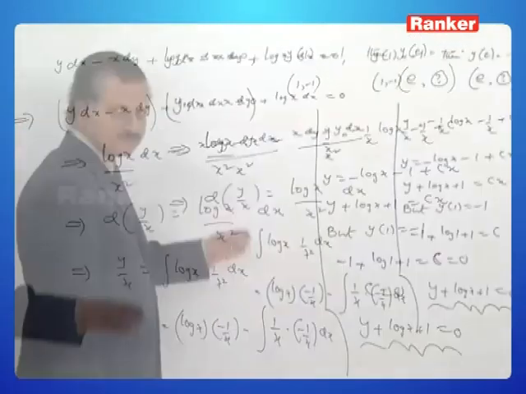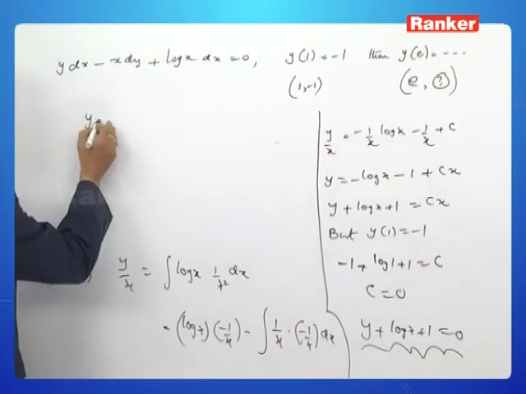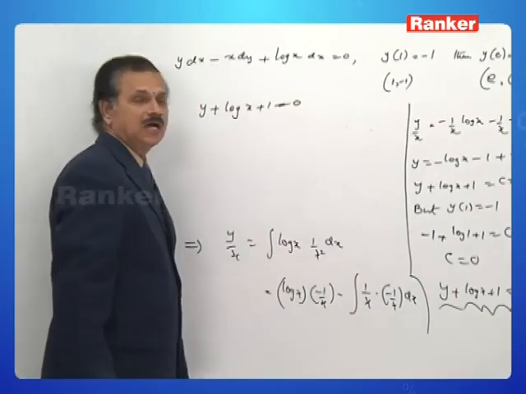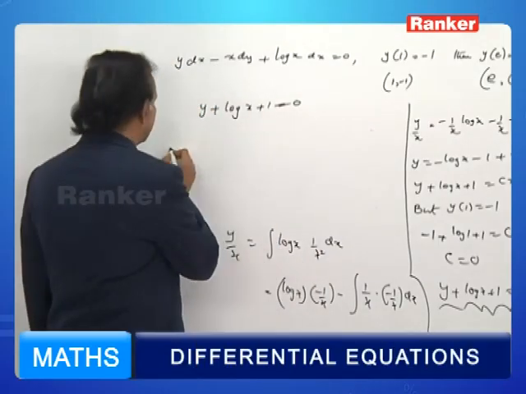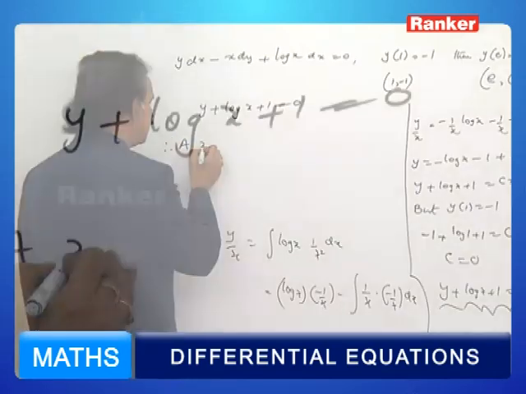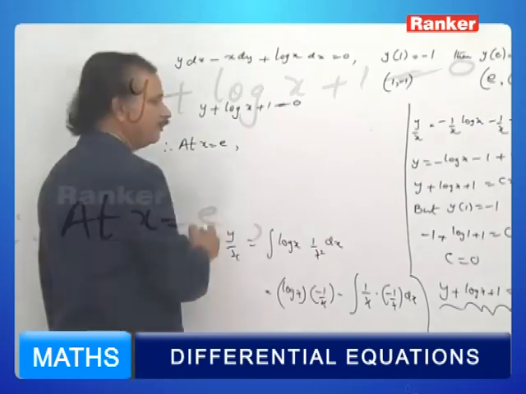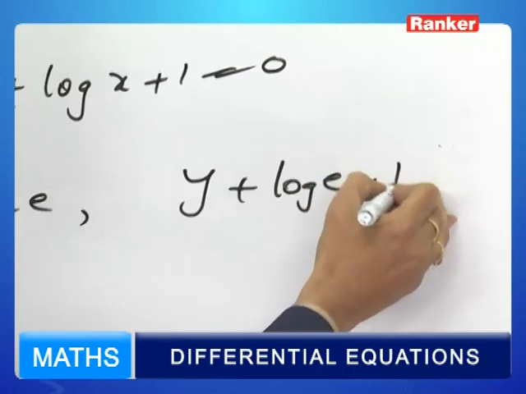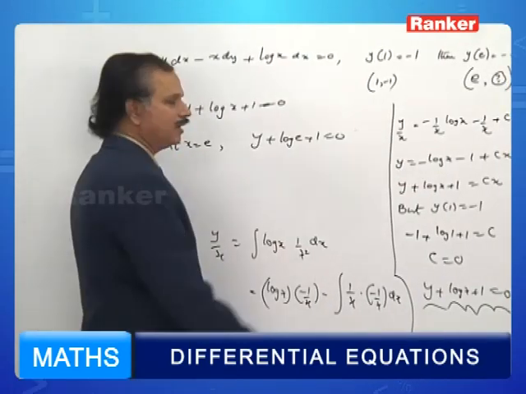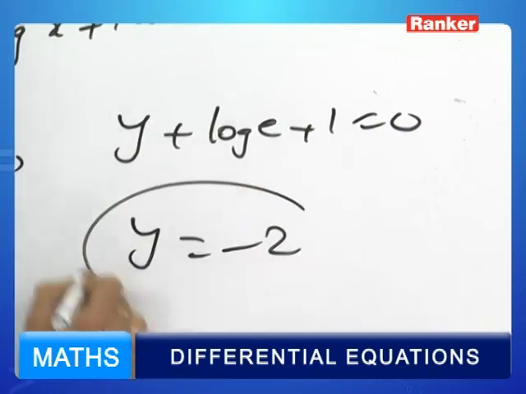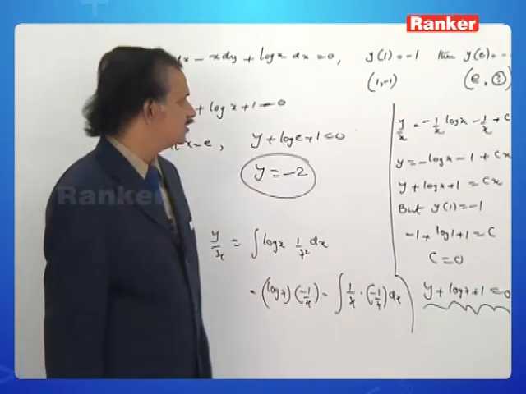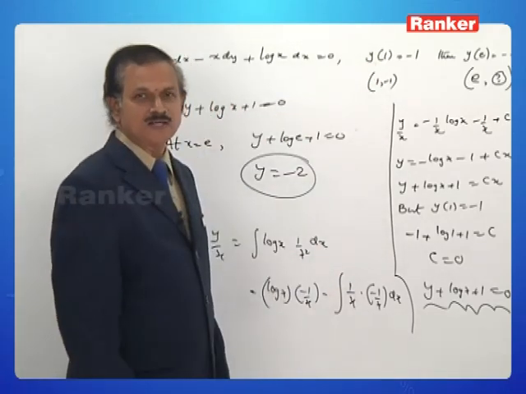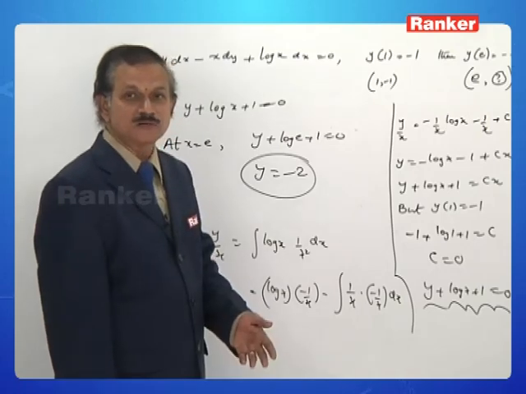Or otherwise, you observe. Shall I remove these steps? At the last step, we could have had the solution as y plus log x plus 1 is equal to 0, and we want to have y at e. Therefore, at x is equal to e, we want to see y plus log e plus 1 is equal to 0. What is log e? 1. 1 plus 1, 2. So y is equal to minus 2. So what is ultimately the answer is minus 2.